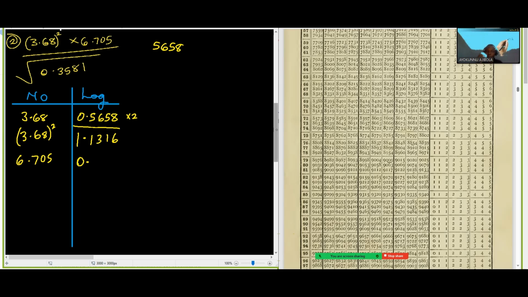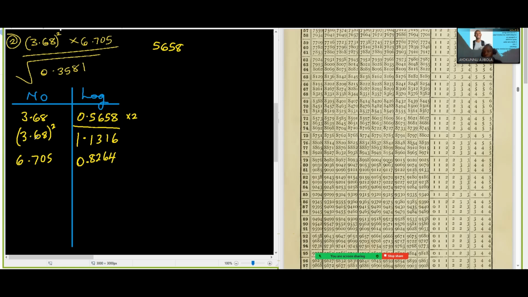So it is 8261. Can you hear me? Yes, sir, 8261. Then we want to check the difference on the left. Difference 5 is 3. So 61 plus 3 is 64. That is 8264. We have 8264.